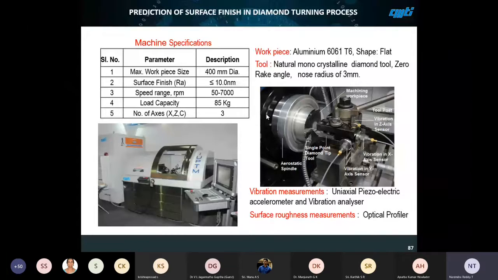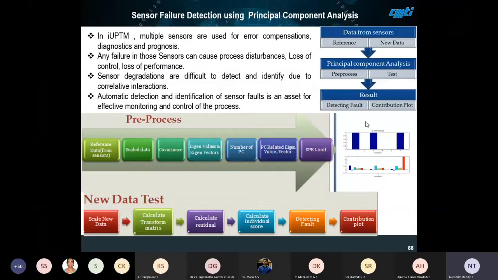But actually, you need to consider the vibration of your tools in X, Y, and Z, and also acoustic sensors. With that, you can build nice models, and then you can also validate with your FEM models. That becomes a very effective experimentation, and you can rightly link it with your surface finish. And as I told you, we also worked on sensor failure detection, where we need to know whether the data that comes from the sensors is correct or not.